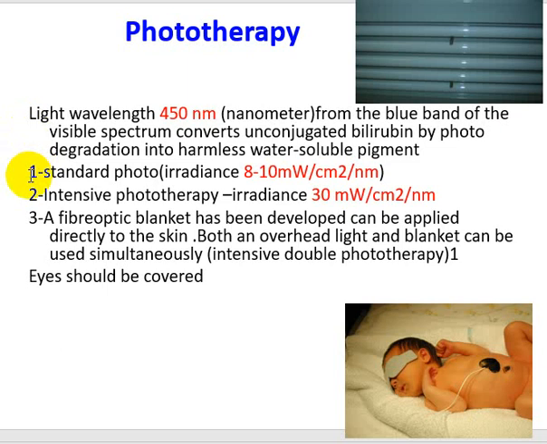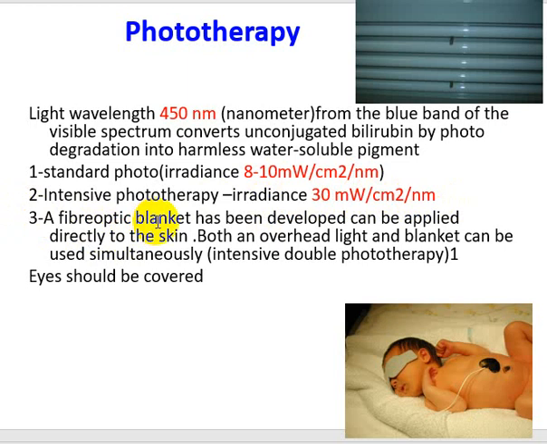Standard phototherapy has an irradiance of 8 to 10 milliwatt per square meter per nanometer. And intensive irradiance is more, reaching 30 microwatt per square meter per nanometer. And there is what we call double phototherapy.